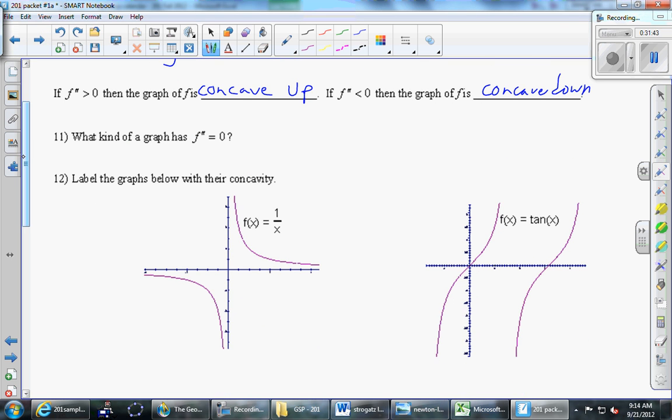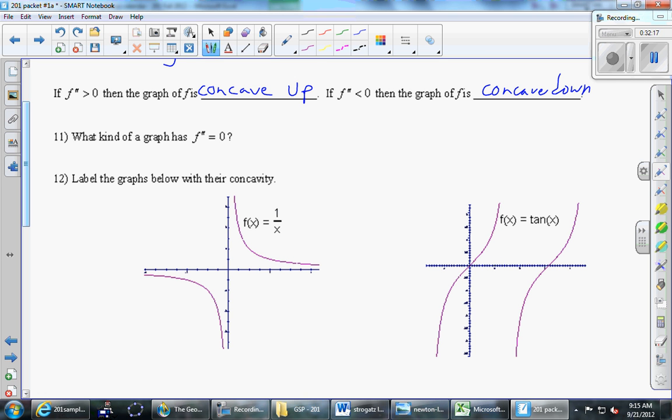Okay, number 11. What kind of a graph has f double prime equal to 0? We've seen f double prime tells you concave up or concave down. And by the way, I feel like it's pretty easy to remember that thing that's at the top of the screen. If f double prime is positive, and you know that the answer is either concave up or down, positive is associated with the word up. That feels pretty good to me. Concave down, negative is associated with down. So they kind of work the way I expect them to work. But what kind of a graph is neither concave up nor concave down?